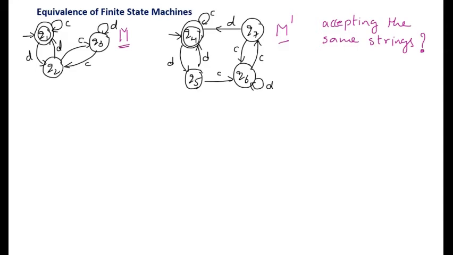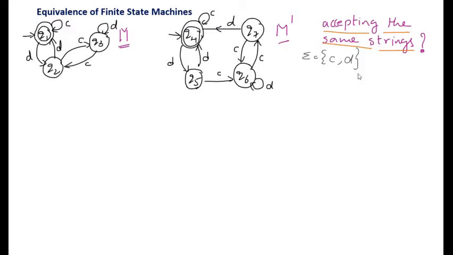Hi everyone, this session is about equivalence of finite state machines. Two machines, M and M dash, are designed over the alphabet C, D. M and M dash are different in number of states. Now we need to check whether M and M dash are equivalent or not. That means we need to check whether M and M dash accept the same strings or not.